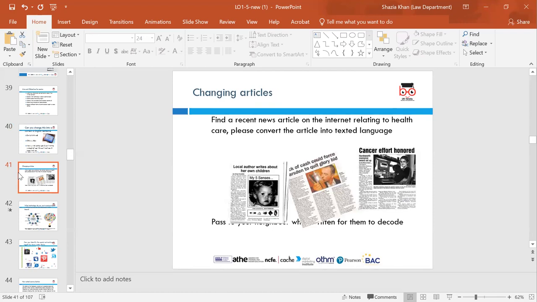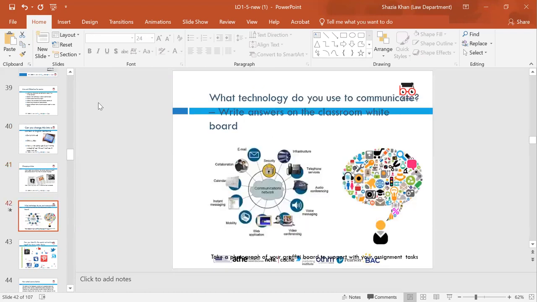Changing articles. Find a recent article on the internet relating to healthcare change. Please convert the article into text language. So you'd look at this article and try to look at it in text language. So any article you want to look at on the internet relating to a healthcare profession.